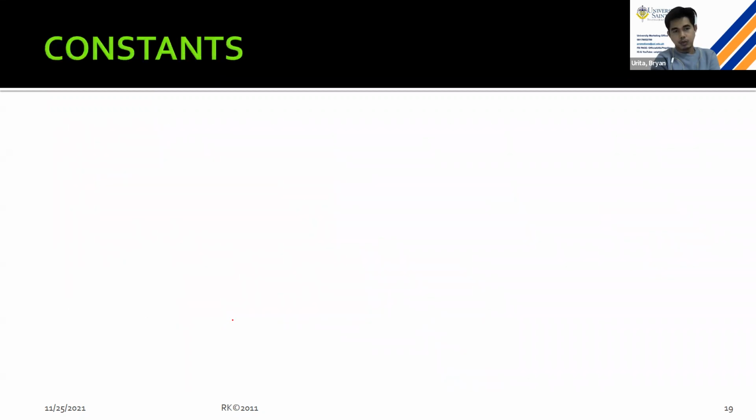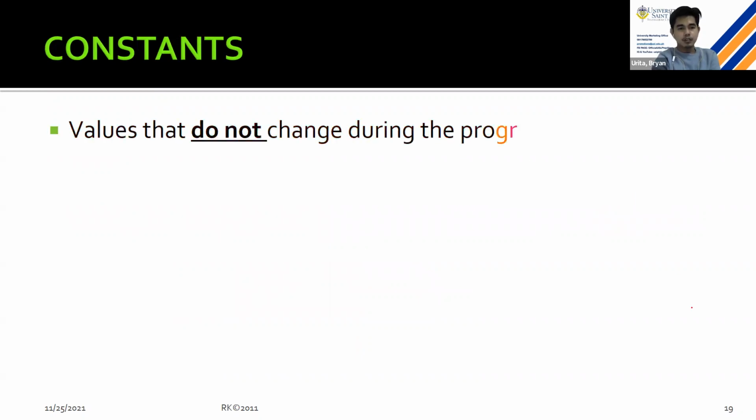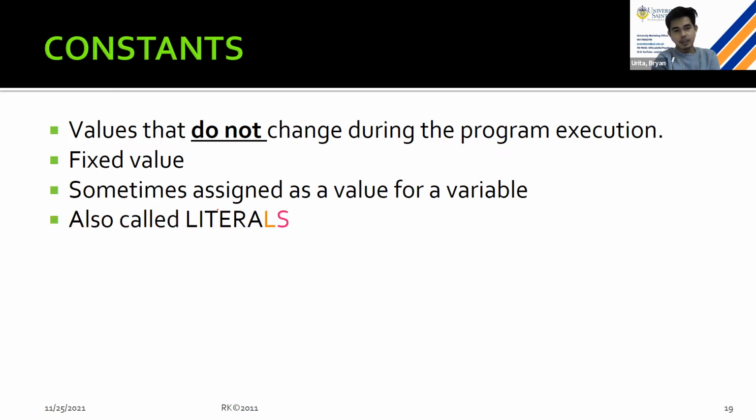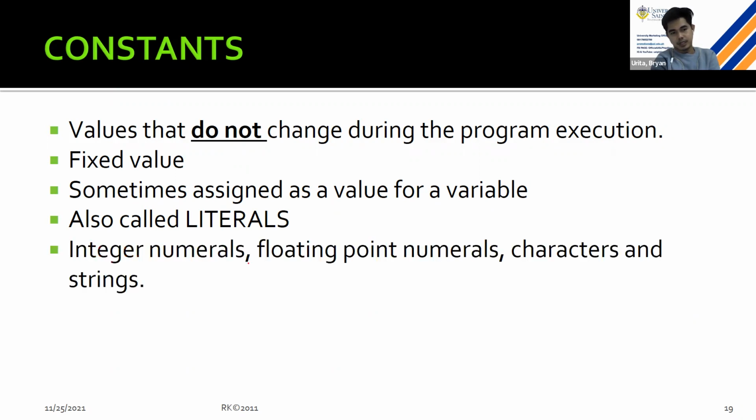Okay, now let's proceed to constants. Constants are values that do not change during the program execution. Fixed value, because they are constant, sometimes assigned as a value for a variable. They are also called literals. So, integer numerals, floating point numerals, characters, and strings. Sometimes they are being initialized as value of a certain variable. Okay?